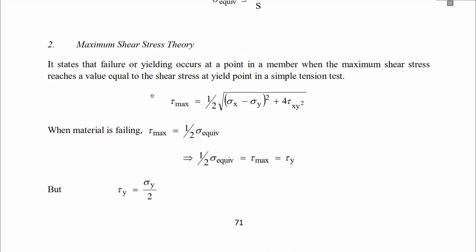Failure or yielding occurs at a point in a member when the maximum shear stress reaches a value equal to the shear stress at yield point in a simple tension test. And that's the formula for the maximum shear stress theory. The maximum shear stress is equal to 1/2 square root of (sigma x minus sigma y) squared plus 4 tau xy squared.